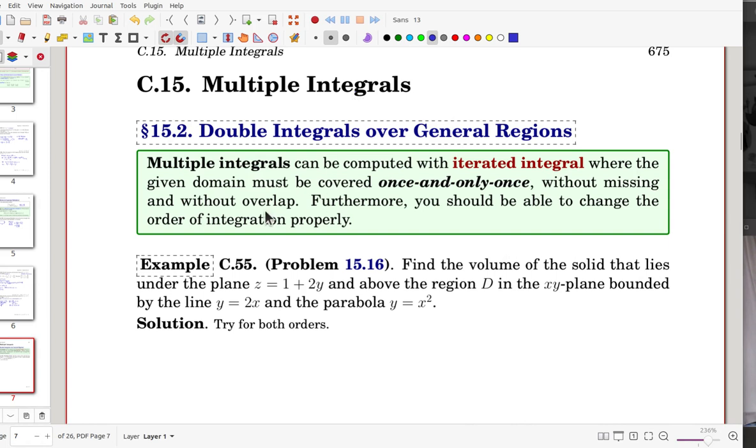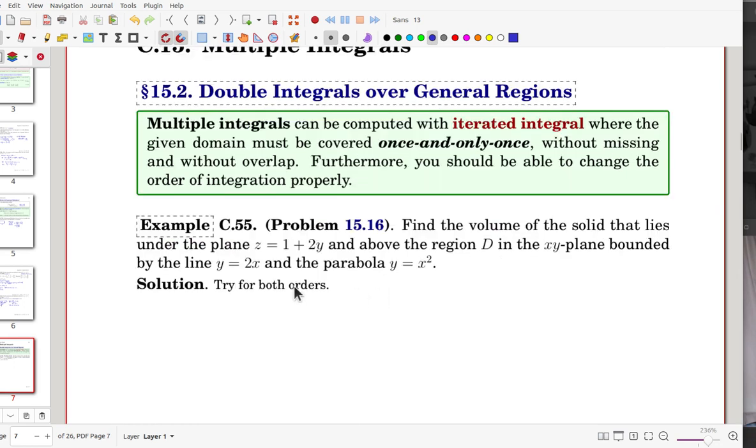Multiple integrals can be evaluated with iterated integrals, where the given domain must be covered once and only once, without missing and without overlap. Also, you should be able to change the order of integration correctly.